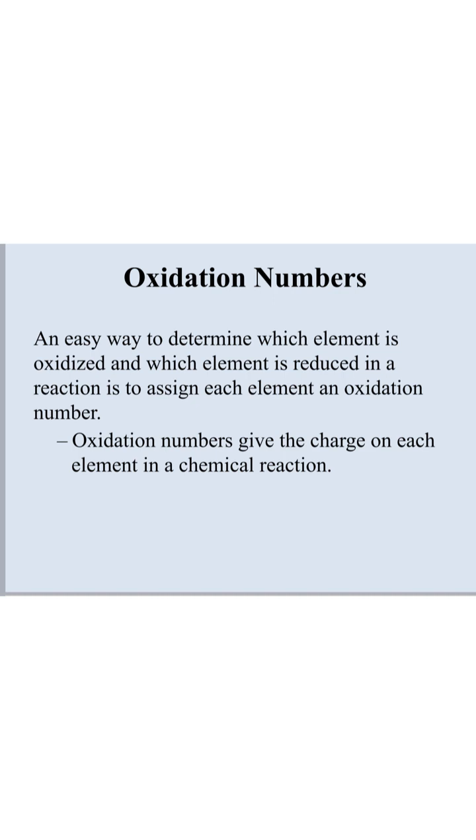So the easiest way to determine which element's oxidized and which element is reduced in a reaction is to assign their oxidation numbers to them. Most of our elements are going to have their same oxidation numbers that we have always learned and used. There are a few rules that we will follow, but for the most part, our oxidation numbers are going to follow the same trend across the periodic table that they always have. So when I say oxidation number, I'm talking about the charge that they will have.